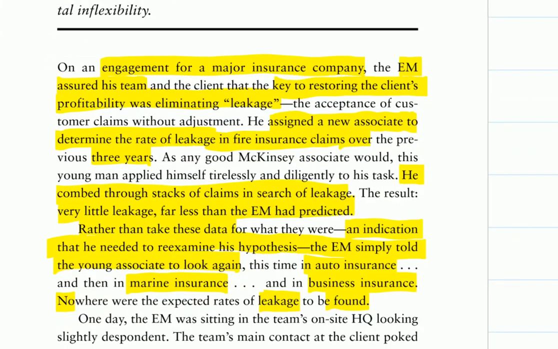He gives an example of an insurance company where one of the engagement managers thought that the problem was revenue leakage, and he told his team to find revenue leakages in fire insurance for the past 3 years. The team worked very hard, and then they found out that the leakages were not as much as expected in fire insurance. Now what an ideal McKinseyite should have done was to go back to the IH and consider whether any other hypotheses were possible. But this guy said, okay, if there's no leakage in fire insurance, go to land insurance, go to marine insurance, and look at them. So the team started going through all these things. Again, there were not many leakages, and then this hypothesis failed.